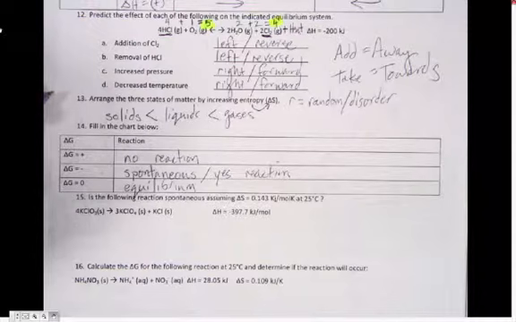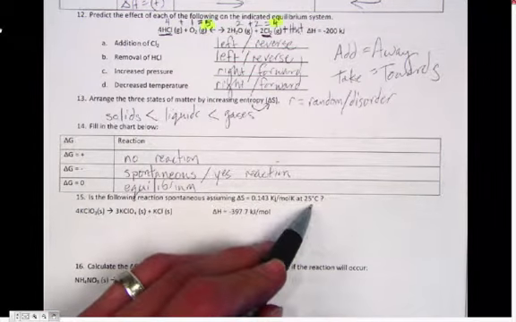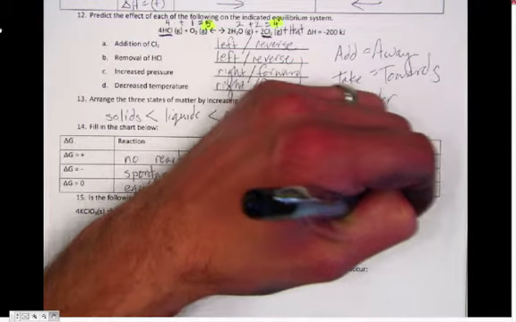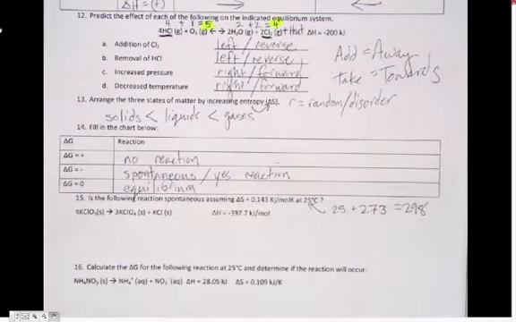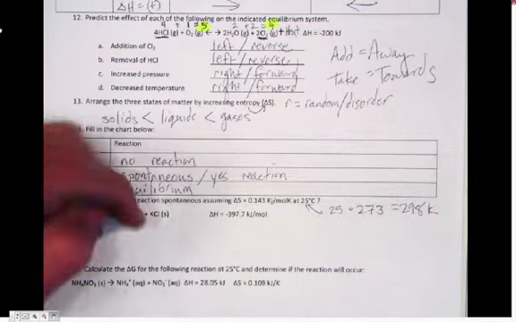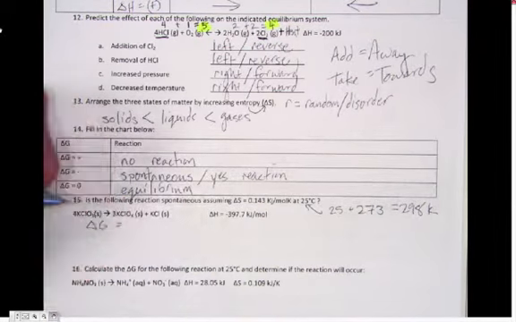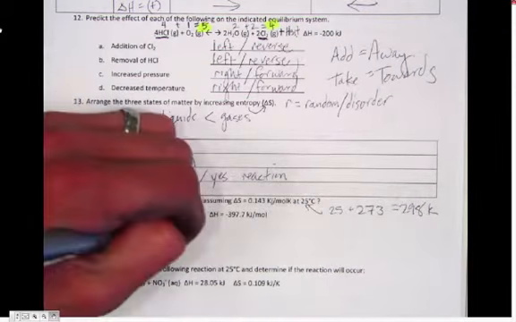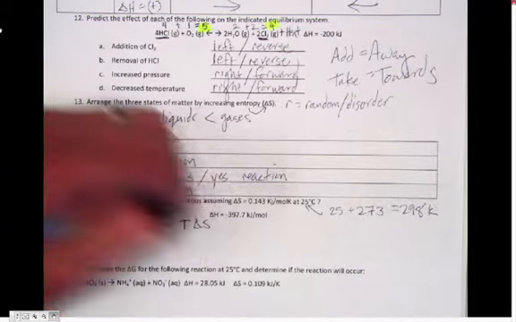Is the following reaction spontaneous, assuming that delta S equals 0.4143 and at 25 degrees Celsius? The big thing to remember here is that your temperature can't be in Celsius. You got to convert to Kelvin first. So we do 25 plus 273 is going to give us 298 Kelvin, right? So now we can plug it in. The formula is delta G equals delta H minus, don't forget that minus sign, T delta S.